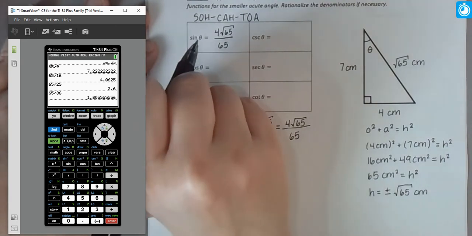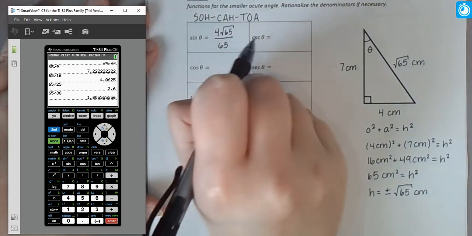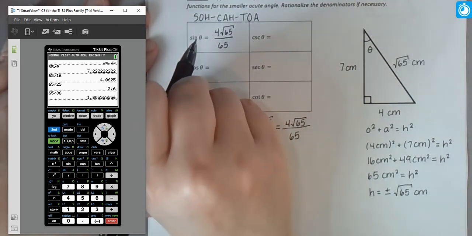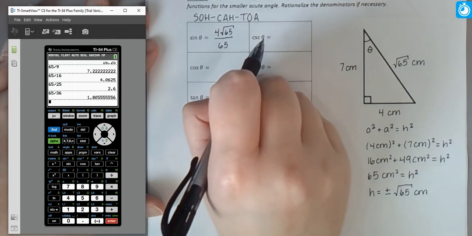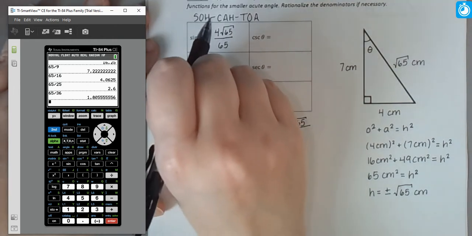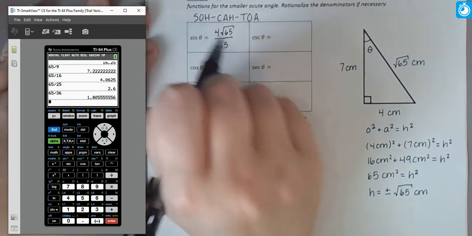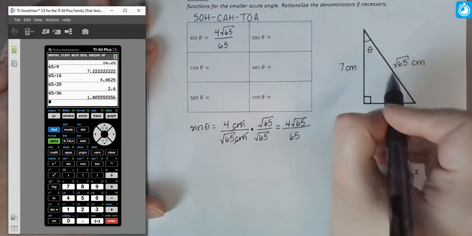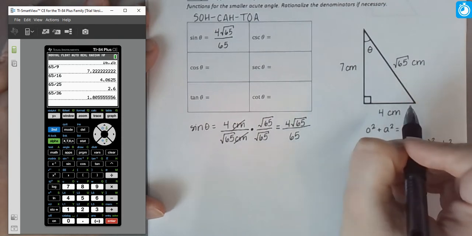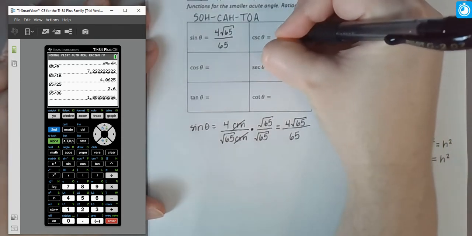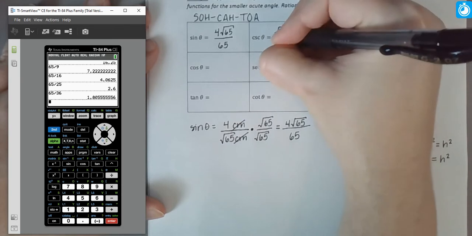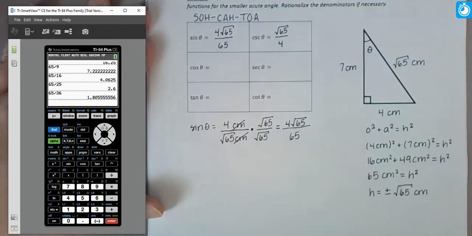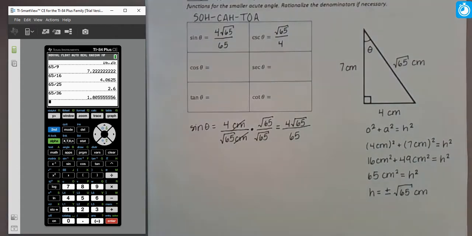Now before we go to cosine, it may be helpful to go ahead and find the cosecant. Sine and cosecant are reciprocals. So if sine is the opposite over the hypotenuse, then cosecant is defined as the hypotenuse over the opposite. So hypotenuse over opposite is going to be root 65 over 4. And notice that one's already rationalized. We don't have a radical in that denominator, so we don't have to do anything with that one.